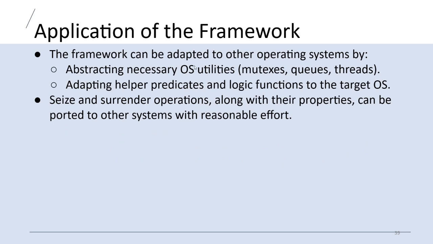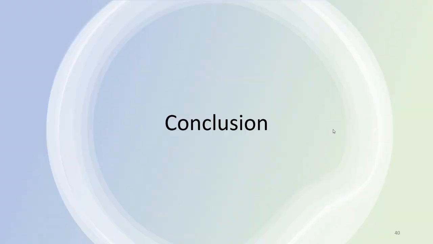The framework can be adapted to other operating systems by identifying the necessary OS alternatives like mutexes, queues, and threads, or by adapting helper predicates and logic functions to the target OS. Sys and surrender functions, along with their properties, can be ported to another system with reasonable effort.